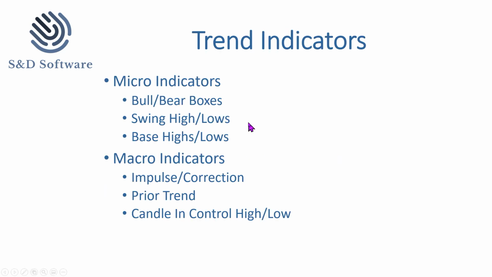So the trend indicators that are in the Tools for Traders package, we have micro trend indicators, which are bull and bear boxes, swing highs and swing lows, base highs and base lows. And then we have the macro indicators, more big picture, which are impulse and correction, and prior trend, which is actually married with the candle in control high and low.